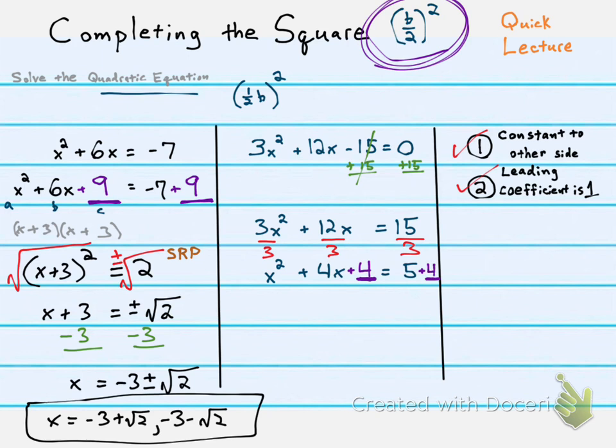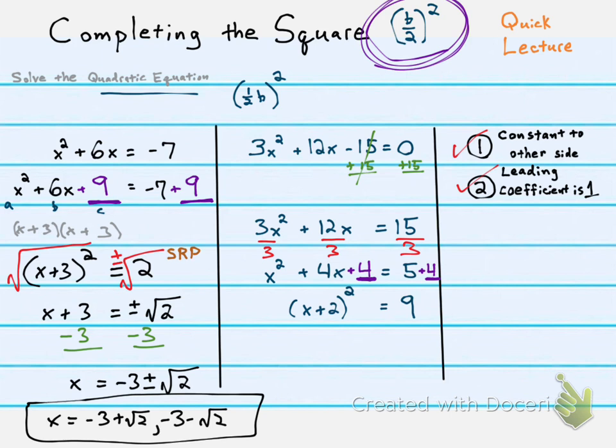Now the left side of this equation, if you factor it, you'll get the same thing twice. You will get x plus 2 times x plus 2, and I'm going to write that as x plus 2 squared. The right-hand side, 5 plus 4, is 9.